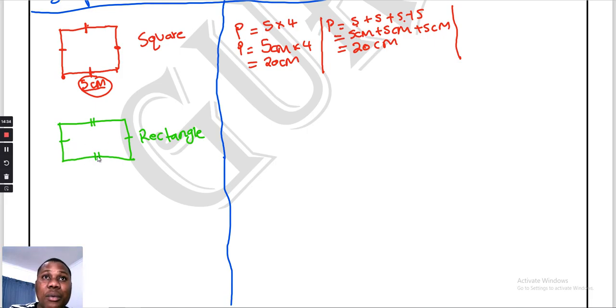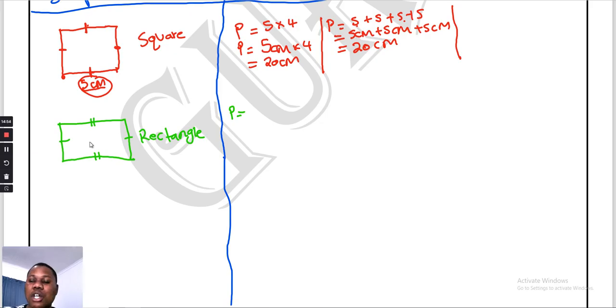When we look at this side, it is opposite this side, which means this side is going to be equal to this side. This side is going to be equal to this side. So now let's quickly move on to how to calculate the perimeter of this object.